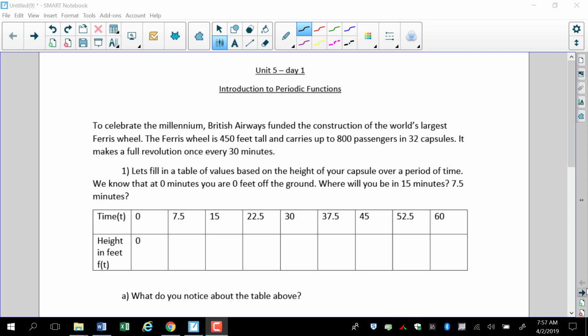All right, and welcome to our unit on periodic functions. What we mean by periodic functions are functions that are going to repeat themselves over and over again. They're typically written in our unit. We're going to be dealing with sine and cosine functions.